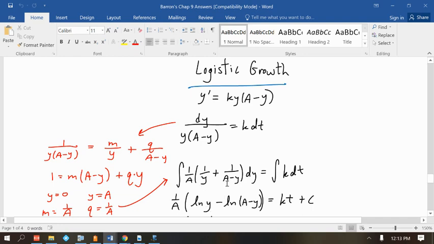What is the integral of dy over a minus y? This is kind of tricky. It would technically require u substitution. I didn't want to write out the steps for the u substitution because the rest of this is going to take forever anyway. And so it becomes a negative ln of a minus y.